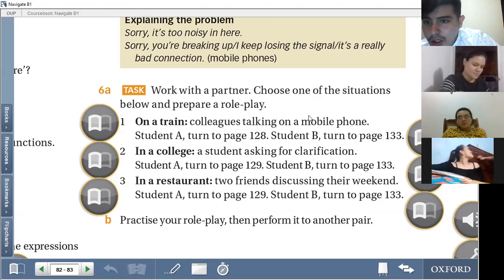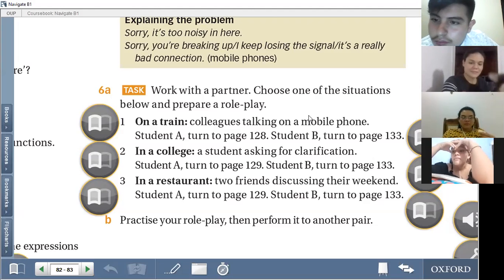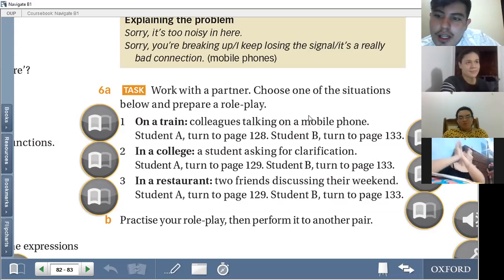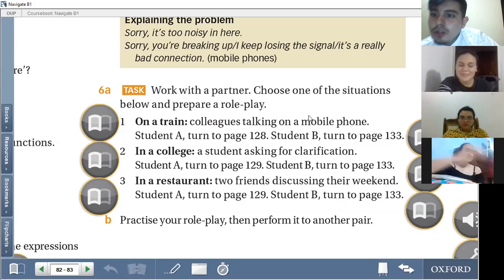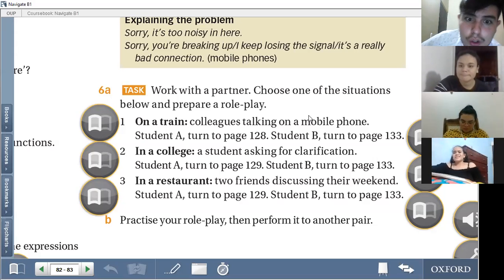So there are 3 situations. I'm going to give you 2 minutes to read the 3 situations before I use the breakout rooms. Please read them all. You have them in your books, but please read them all. 1 on a train, 2 in a college, and 3 in a restaurant. What do you have to do? Pay close attention. You need to have your physical books ready. Mayra, I'm going to send you some screenshots of today's activity. That's why I need you to read them.